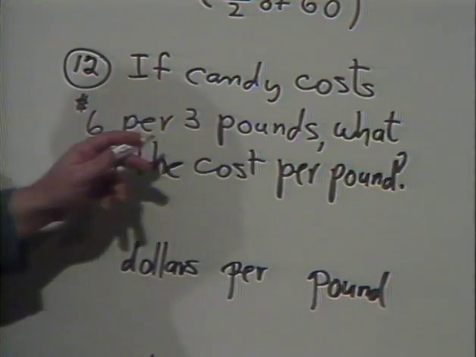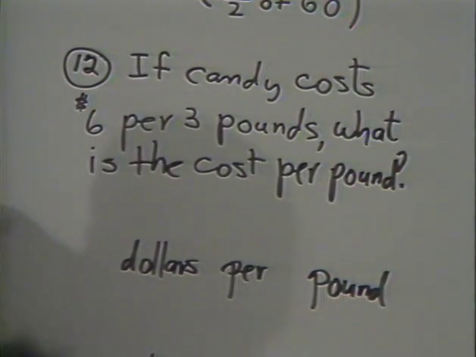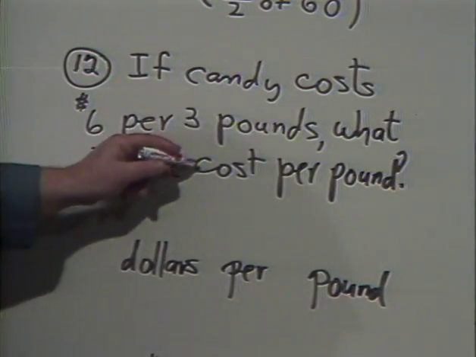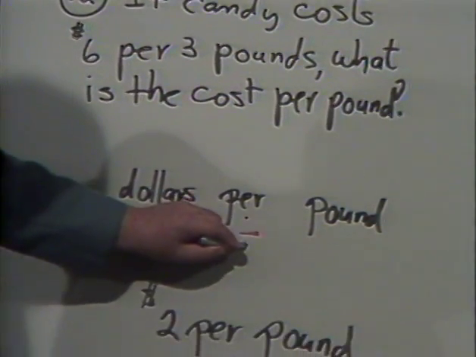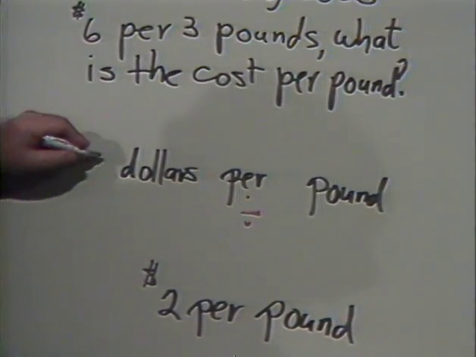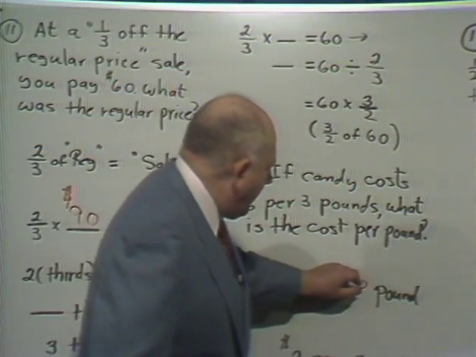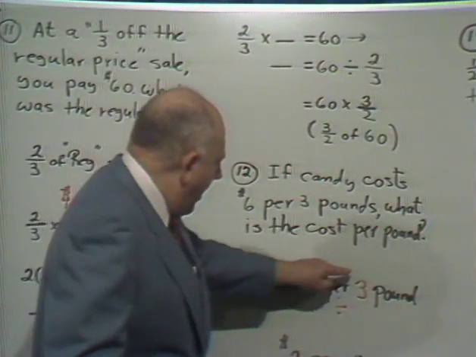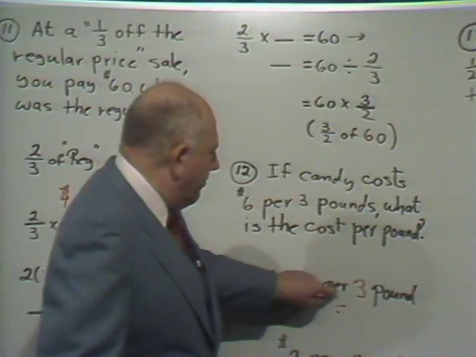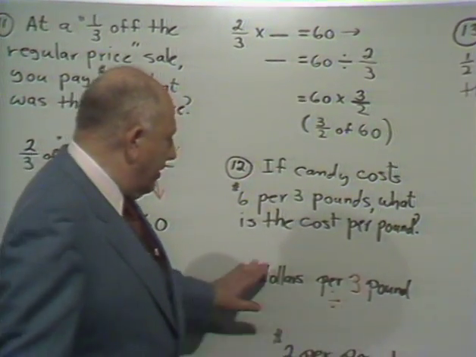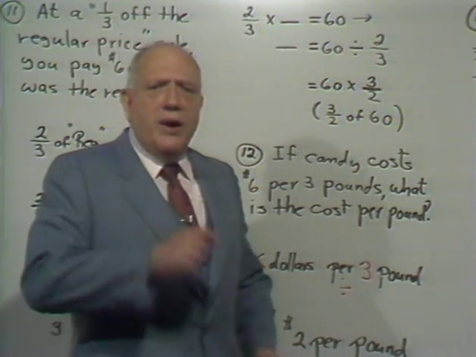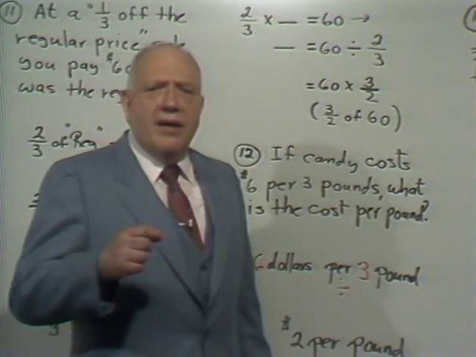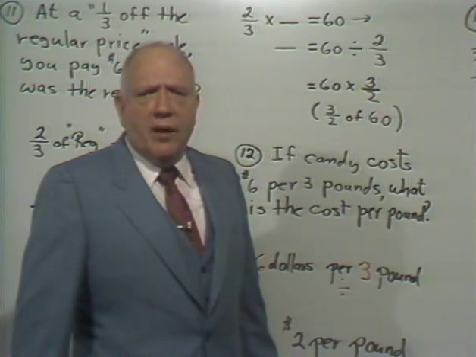Let's suppose candy costs $6 for 3 pounds, and you want to find the cost per pound. Cost per pound, and the cost is in dollars here, dollars per pound. What does per mean? Per means divided by. So the 6 modifies the dollars, the 3 modifies the pounds, 6 divided by 3 is 2, and the label is going to be what? Dollars per pound. Do you follow the problem this way? See, how do we find the dollars per pound? We take the number of dollars and divide by the number of pounds.